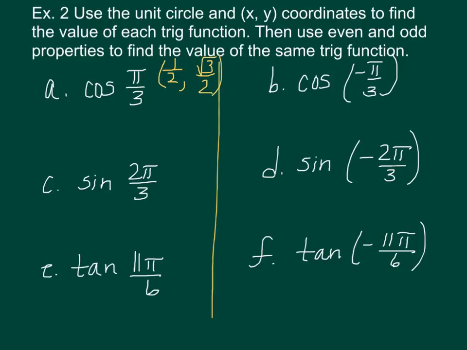Cosine, remember, is an even function, which means the values for A and B should be exactly the same. Cosine is the x-coordinate, so that value is 1/2, which means, because remember this is in quadrant 1, negative pi over 3 is in quadrant 4, where the x is still positive and the y is negative. So that value will also be 1/2.